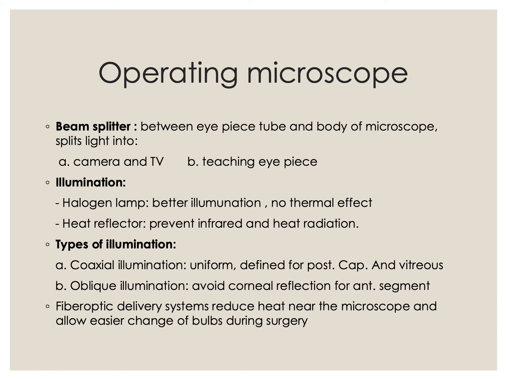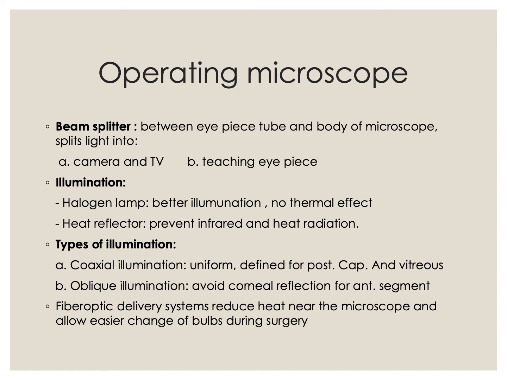There are other accessories related to the operating microscope, like having a beam splitter. This beam splitter lies between the eyepiece tube and the body of the microscope, which splits the light into two directions: the camera and the TV, and the teaching eyepiece.